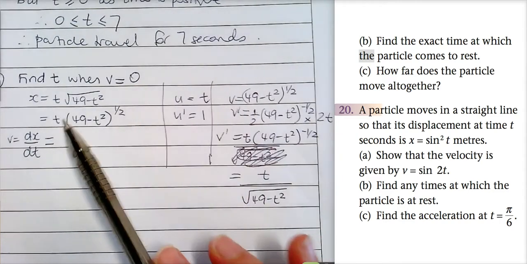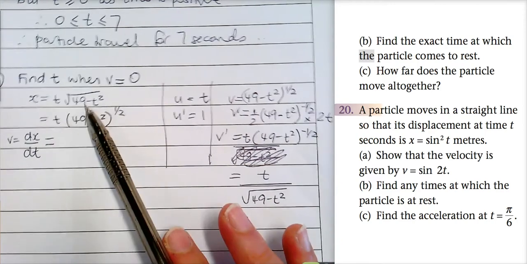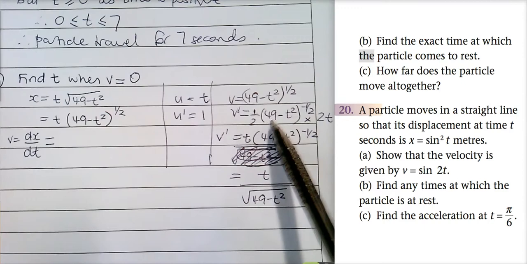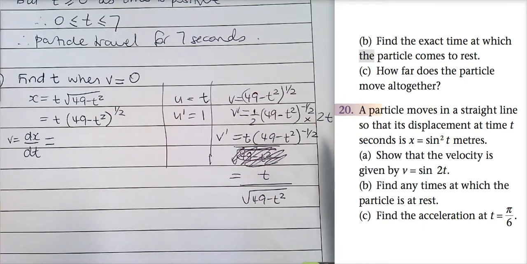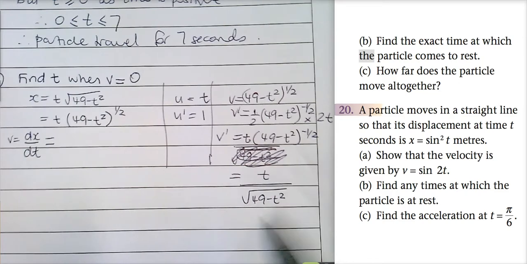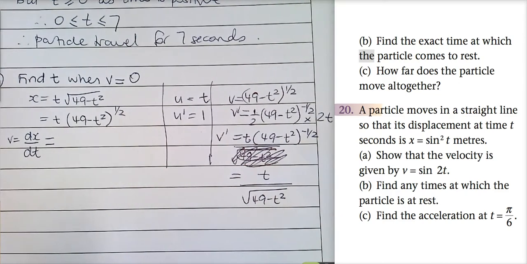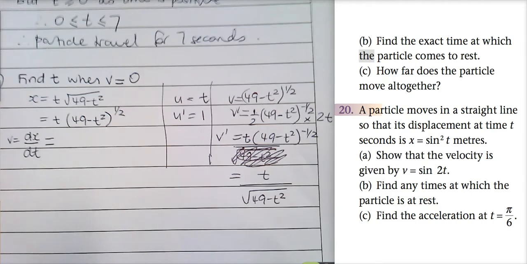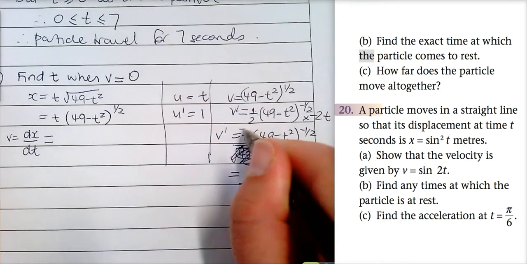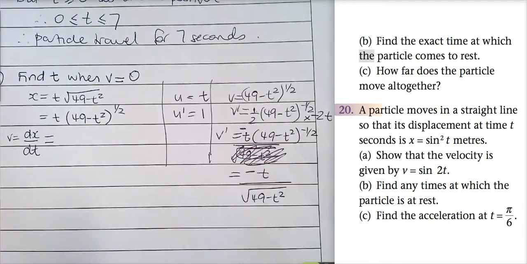u is t, u dash is 1. v is 49 minus t squared to the half, so v dash is a half, 49 minus t squared to the power of negative a half times negative 2t, which is just negative t times 49 minus t squared to the negative a half, or you can write it as negative t over the square root of 49 minus t squared. With this type of question, I did forget the negative, it's negative 2t, negative t.